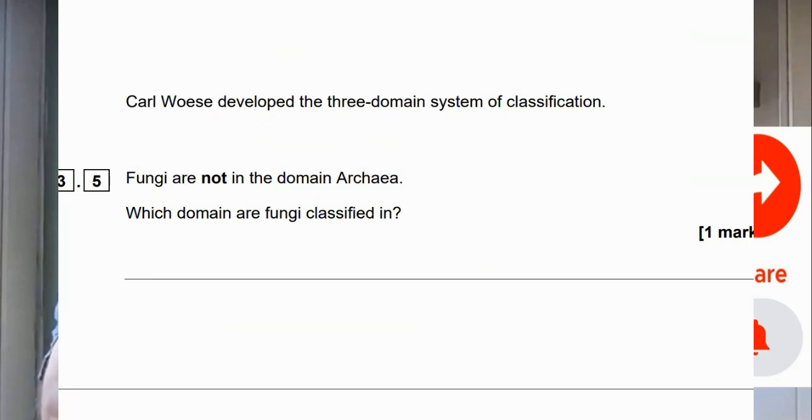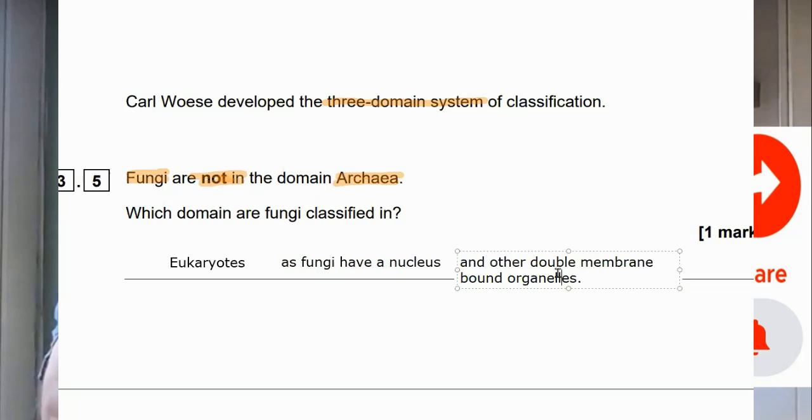So this is part of the three-domain system of classification created by Carl Woese, and they're not archaea and they're not bacteria. They're actually eukaryotes. There's a reason for that. You don't need to put the reason, but it's because they've got a nucleus, they've got mitochondria. Basically, they have double membrane-bound organelles, things like mitochondria. So they're eukaryotes. That's the answer you need. Let's go.